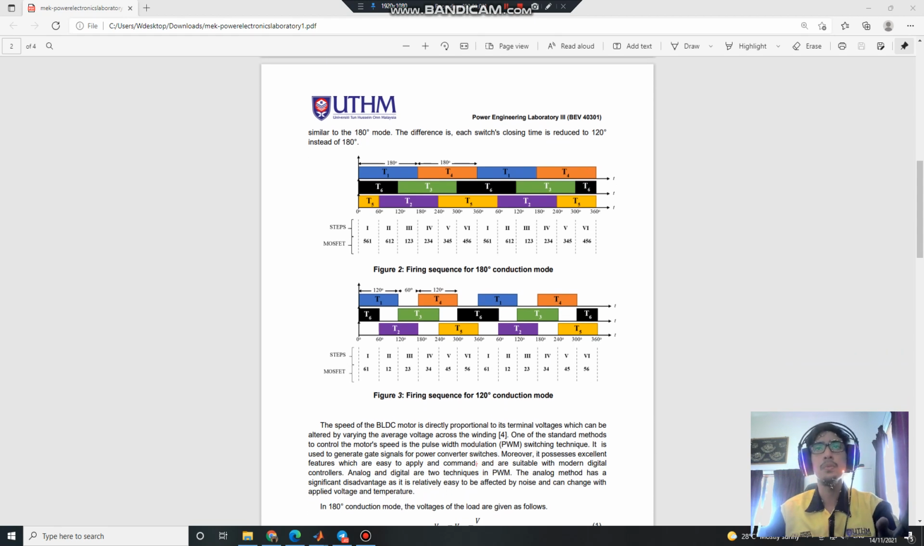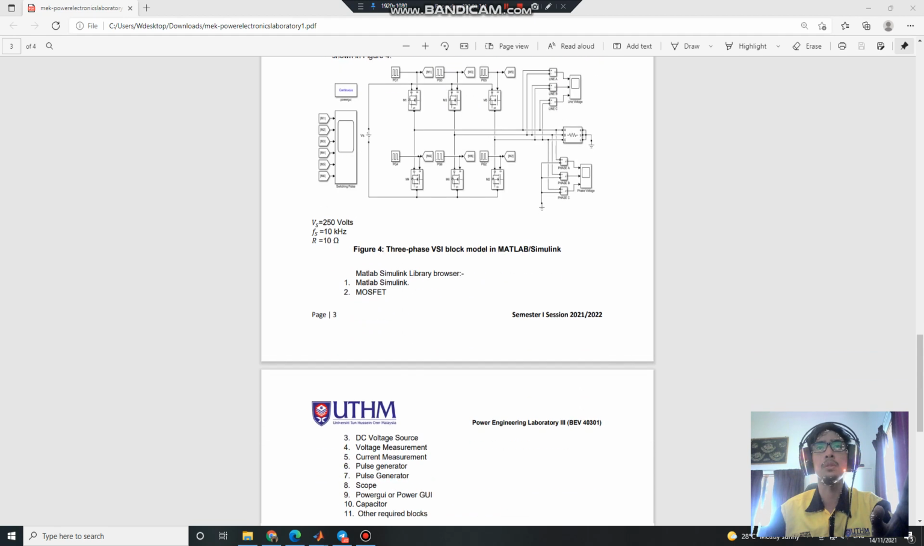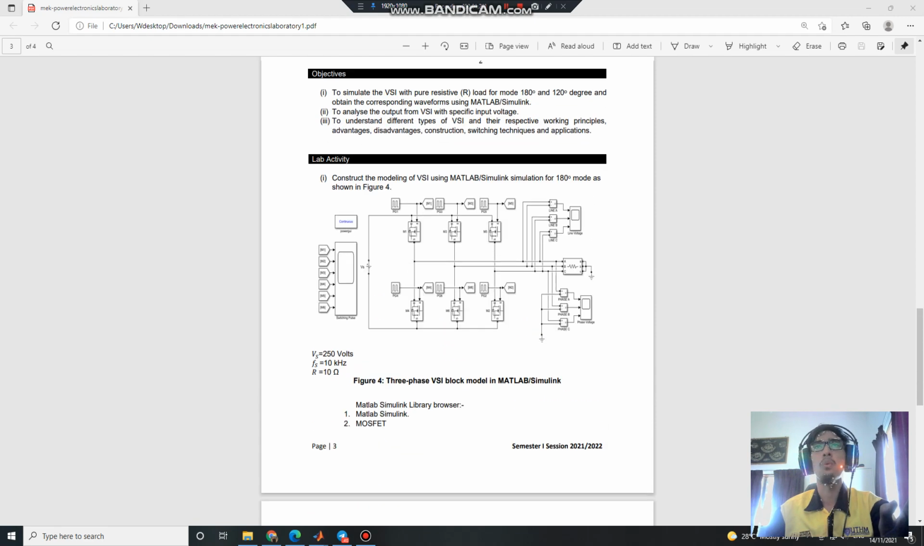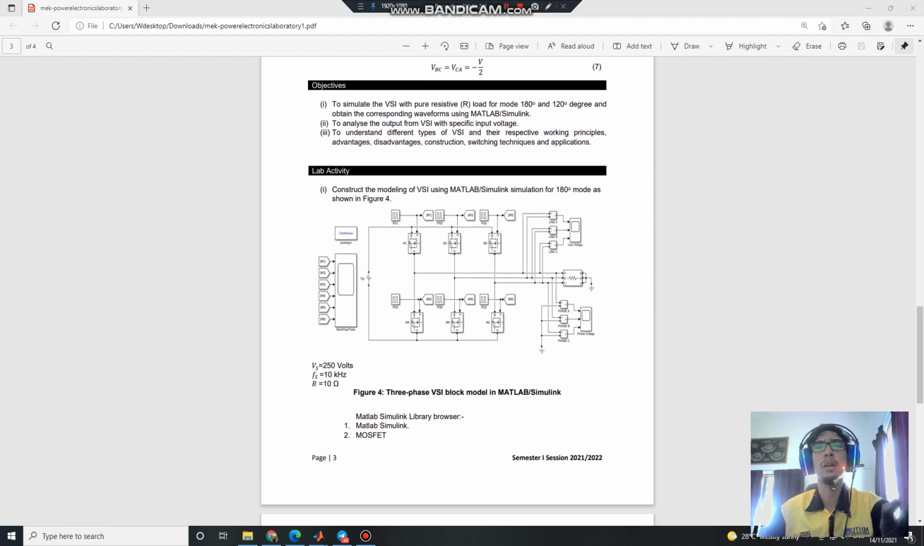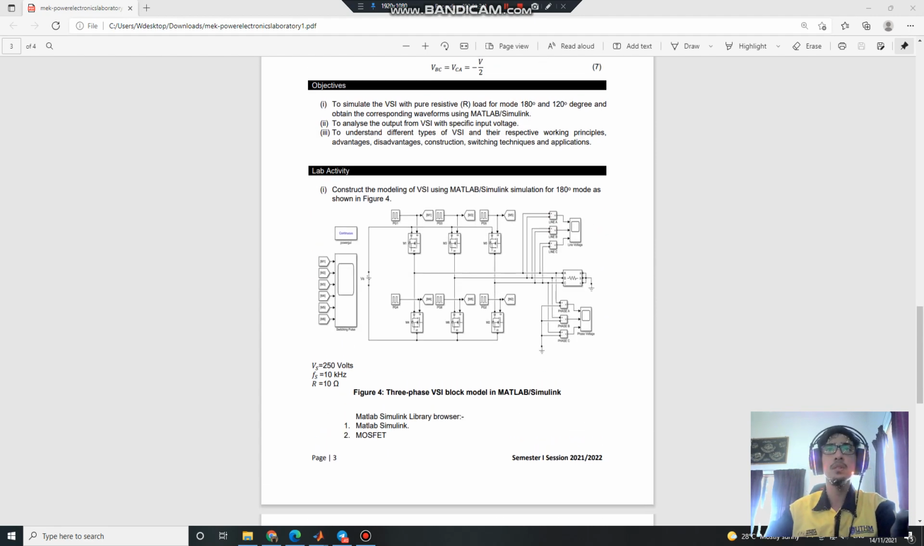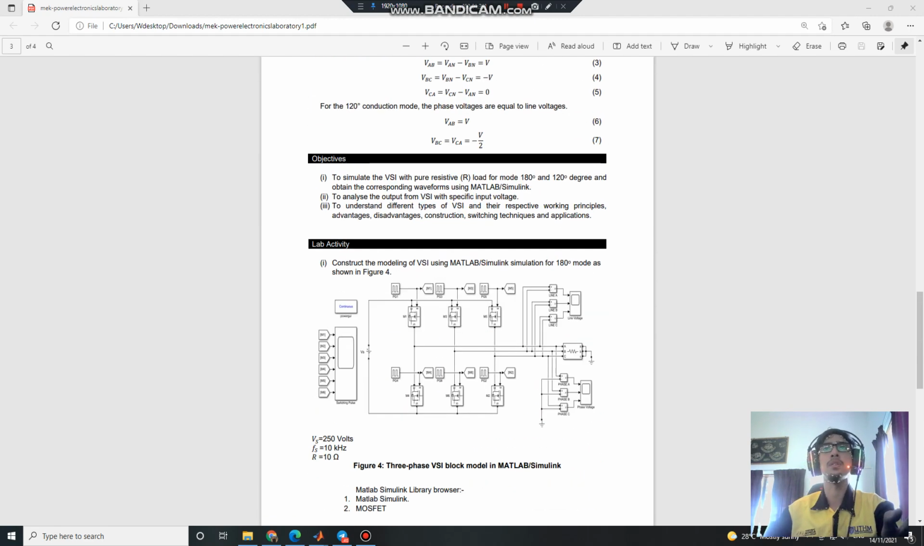The circuit we will construct first is the model using MATLAB simulation as in the figure. It contains several components: MOSFETs, the DC voltage source, voltage measurement and current measurement for the line to line voltage, the scope to display the waveform, the pulse generator for the switching pulses, and the capacitor and powergui for the discrete. Now we open the MATLAB simulation.